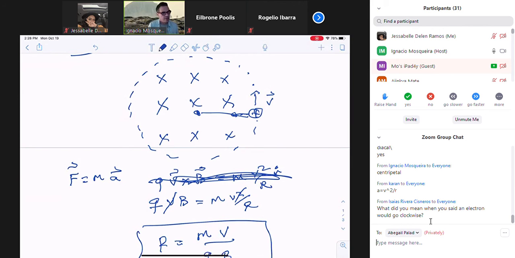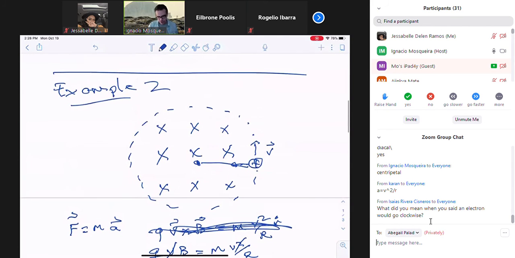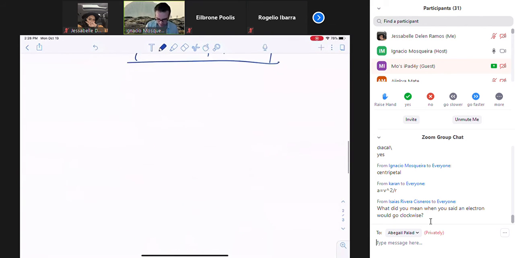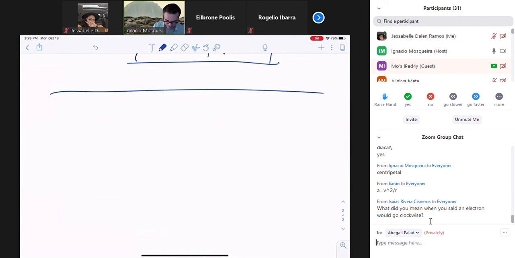Yes. Well, what I meant is that if you want to make the electron, this is the proton, right? So this would be a proton. So for a proton, the force would be to the left. But if instead of a proton here, I had an electron moving up, then the force would be to the right. Okay, and then I would have to draw the diagram the other way. Okay, let's do that. Let me put them side by side.